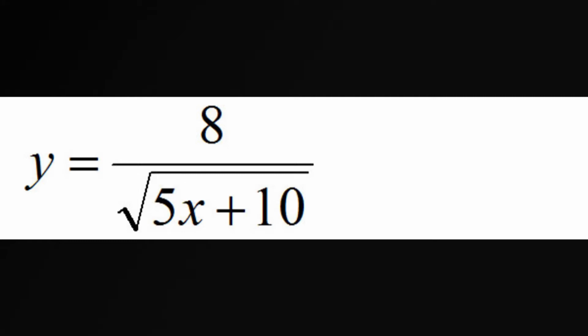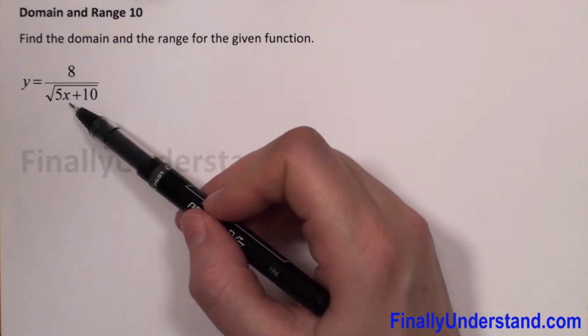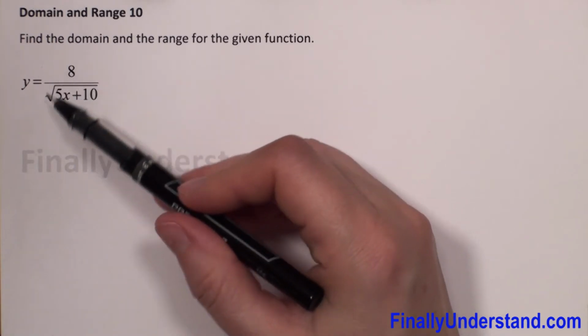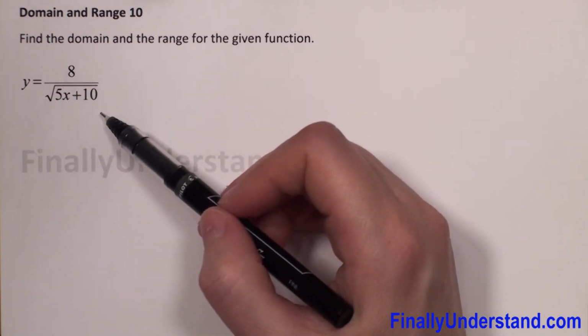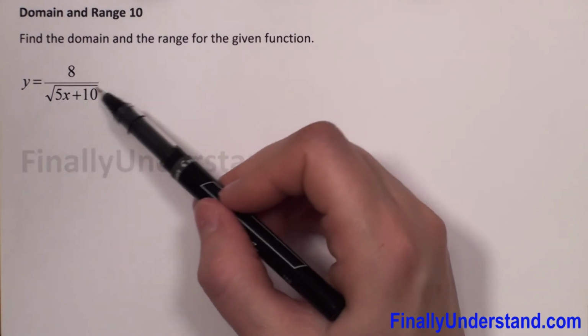First, we have to find the domain of this function. When we have to find the domain, it means we have to find all possible values of x for which the function is defined. Let's see what we have here. We have in denominator square root.